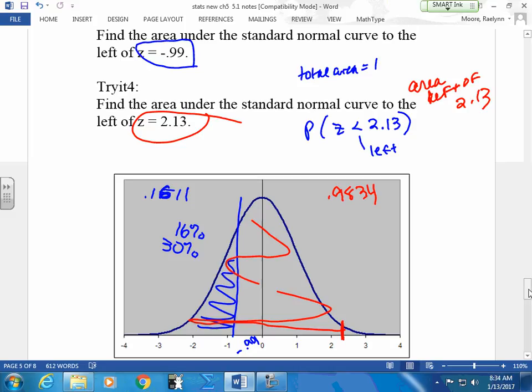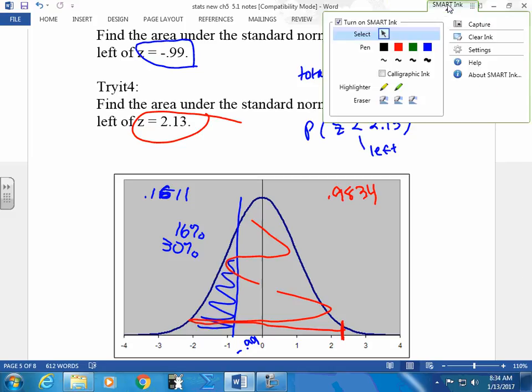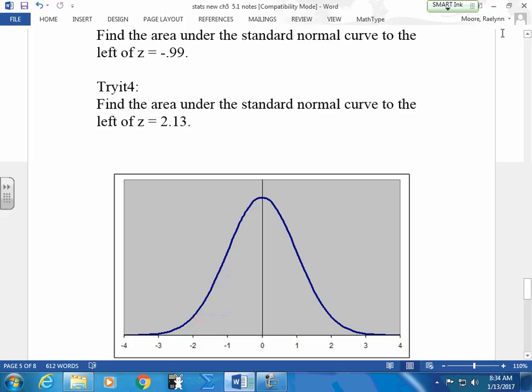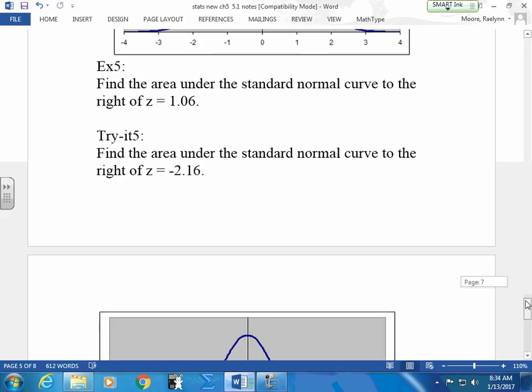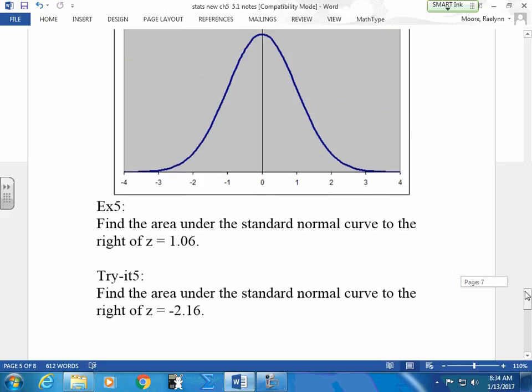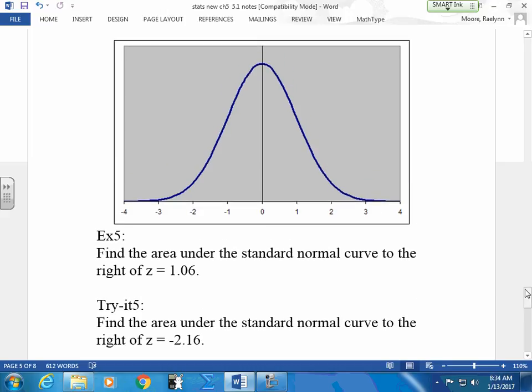All right, now we're going to change it up a little bit. We're going to look up area to the right. I know. They didn't want to work today because it's Friday, but oh well.